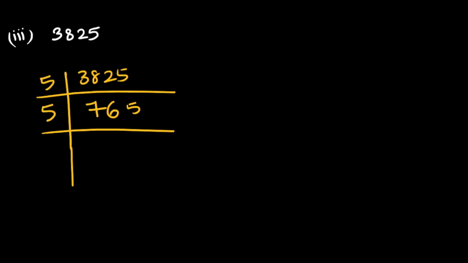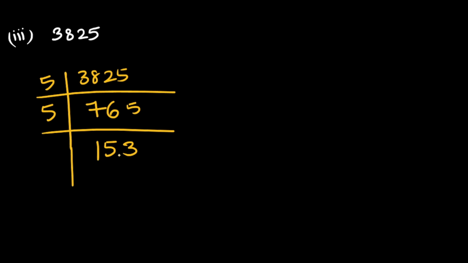765. Again we'll do it with 5. 5 ones are 5. Remainder 2 you will have. So it will become 26. So 5 fives are 25. We'll have remainder 1, 15. Then 5 threes are 15. So we'll have 153. If you see, 153.